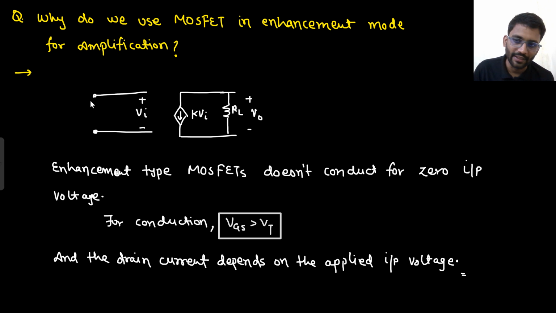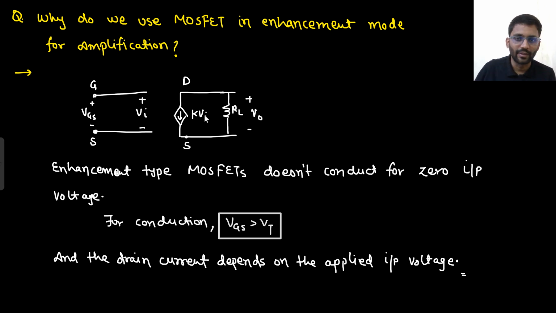So here I will apply some VGS voltage. Let's assume this is gate potential and this is drain potential. This is gate potential, this is source potential, then this is drain potential and this is source potential. So from drain to source there is a current, and if I am applying some VGS voltage here, from drain to source I will get some current and that will go to my output.